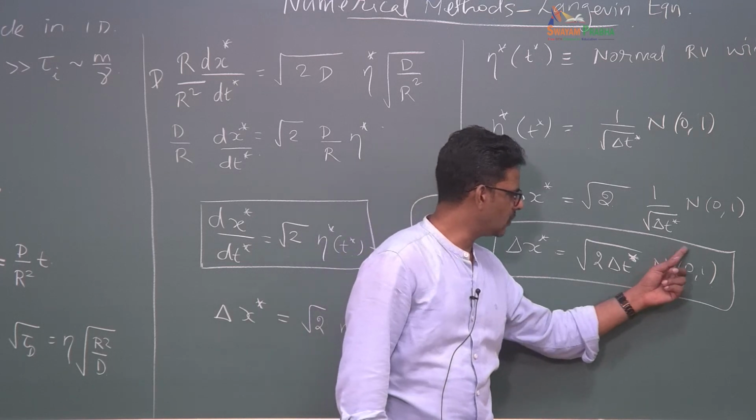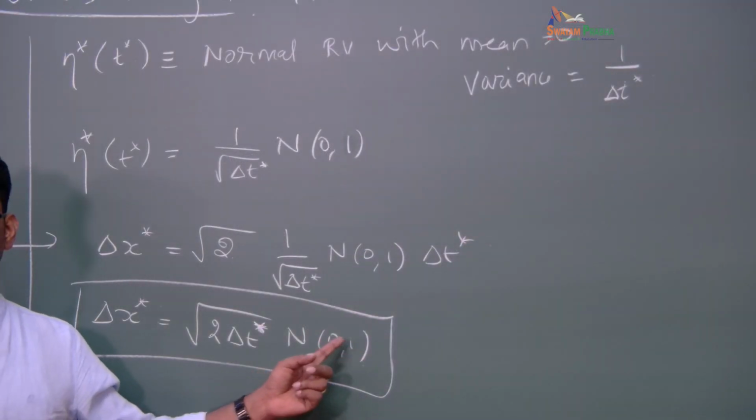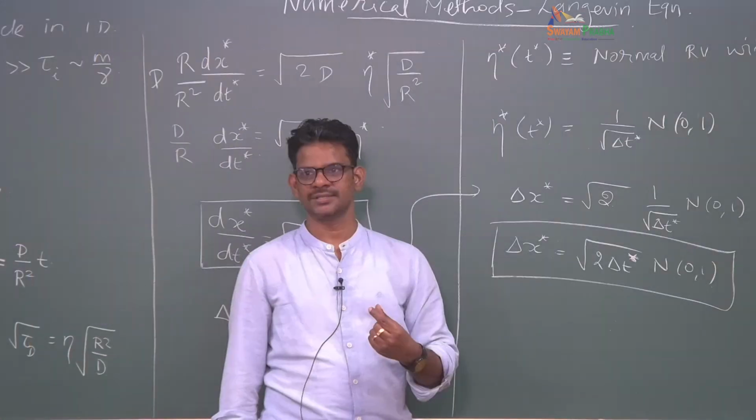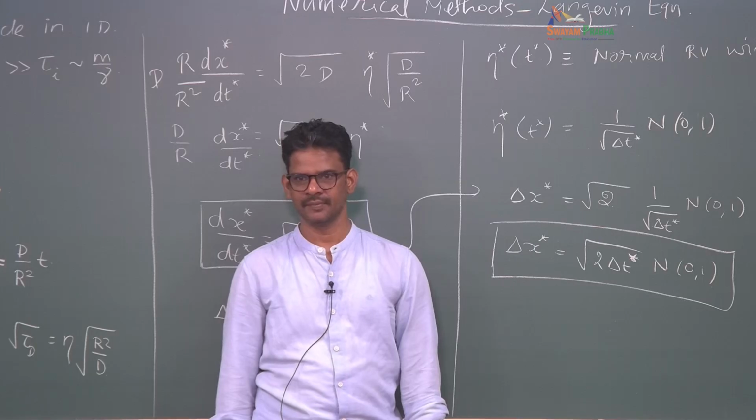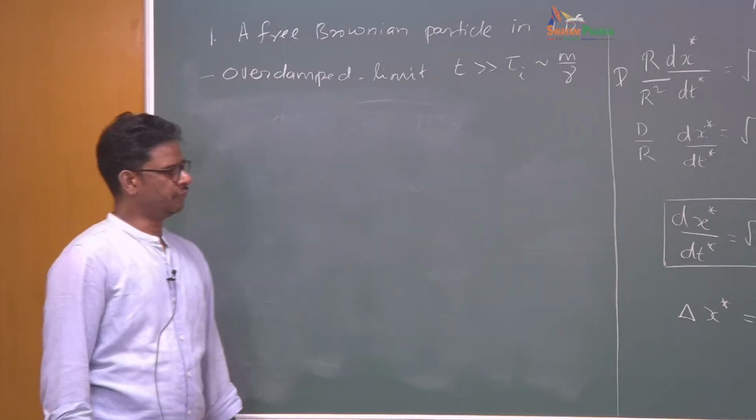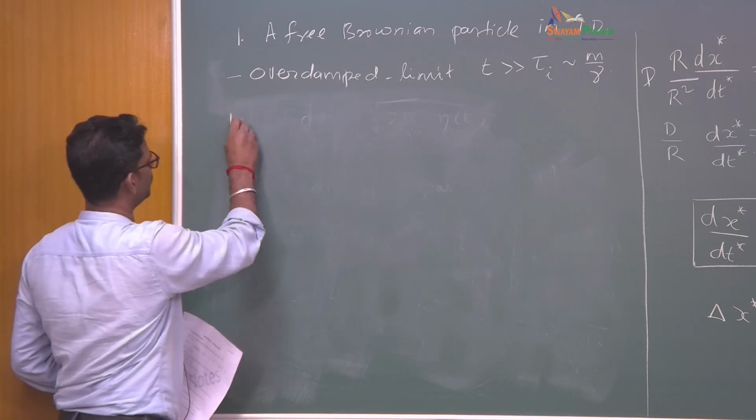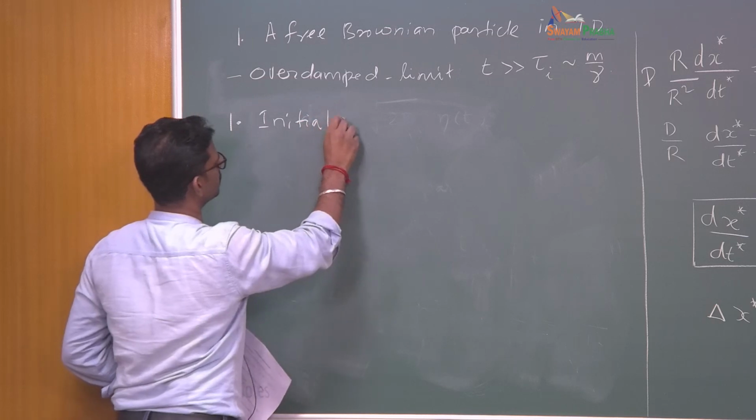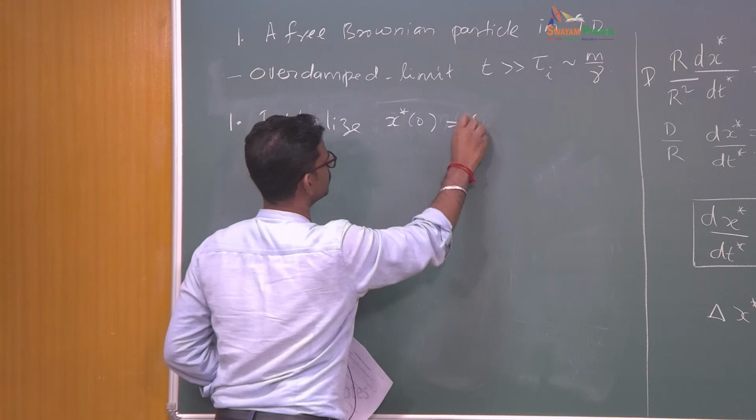You call a normally distributed random number with 0 mean and unit variance, and then you multiply by the square root of 2 delta t. That is the jump this Brownian particle is going to make between subsequent time steps. If you want to write a small computer code for executing this, you would probably follow this kind of algorithm. First we do an initialization, that is x star at time t equal to 0.